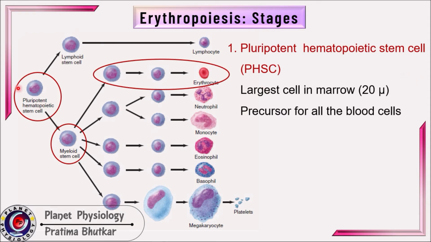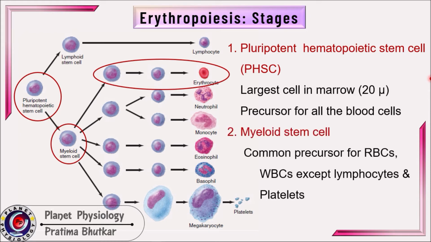The precursor cell that gives rise to all kinds of blood cells is known as the pluripotent hematopoietic stem cell, or just hemopoietic stem cell. These are the largest cells in the marrow with a diameter of 20 microns. These cells mainly give rise to myeloid stem cells and lymphoid stem cells, and myeloid stem cells are precursors for RBCs, granulocytes as well as platelets.